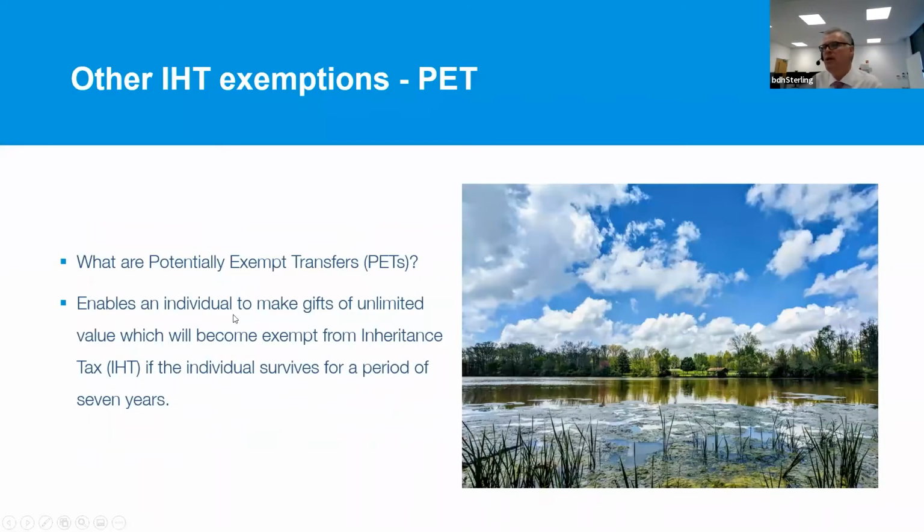Other exemptions that can be used include something called potentially exempt transfers, or PETs. That consists of an individual making an unlimited gift of any value over and above the 325,000, and if he survives 7 years, then that potentially exempt transfer falls outside the estate and simply becomes an exempt transfer. If the giver lives for 3 years, there is tapering relief from 3 to 7. However, if they survive the full 7, whatever gift they made falls outside the estate for inheritance tax purposes.